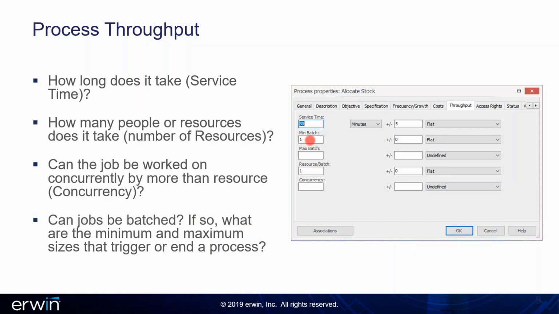In the minimum batch, if we set this to 1, as soon as one process arrives at this process step, allocate stock, it will go through. If we have it set to 5, then we must wait for 5 processes to arrive at the spot before we can move forward.